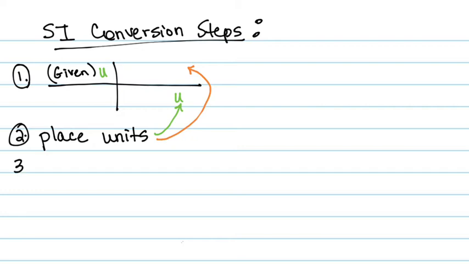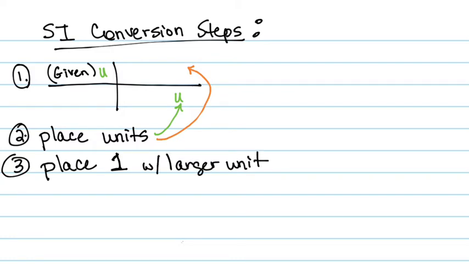Step number 3, we will place a 1 with the larger unit. So where I have the green and orange arrow, a 1 will go in front of one of those, whichever unit is larger. So this is where you have to look at your SI prefix table. The larger the exponent, the larger that value is. So that's how we figure out which is larger.